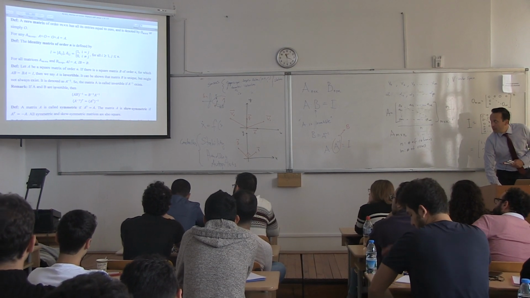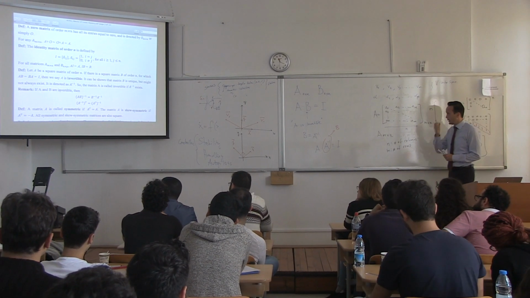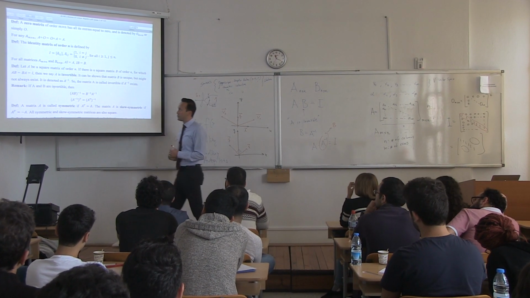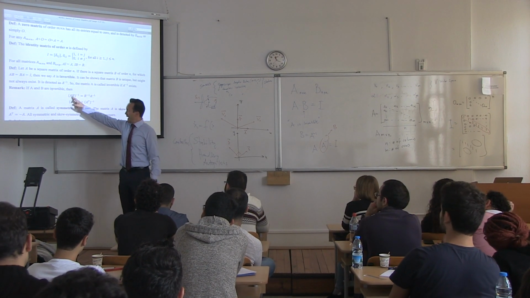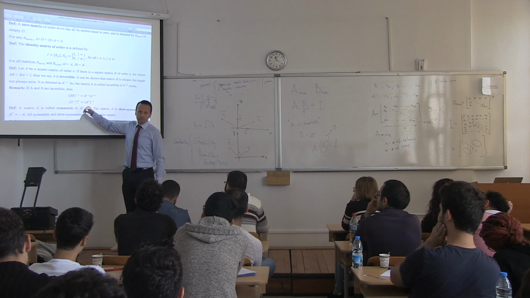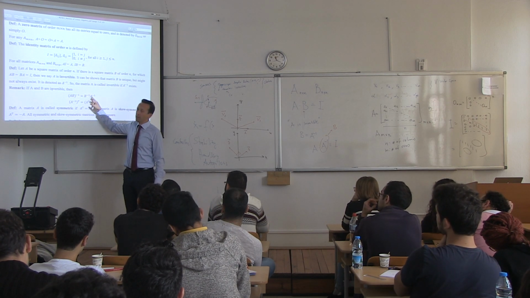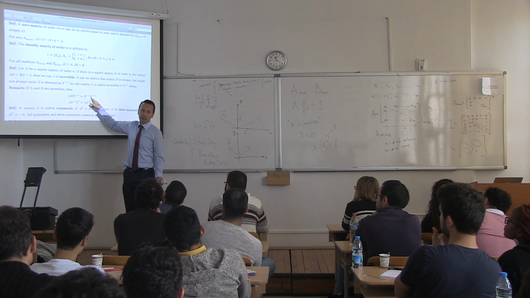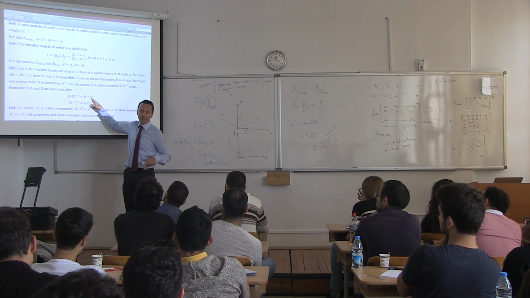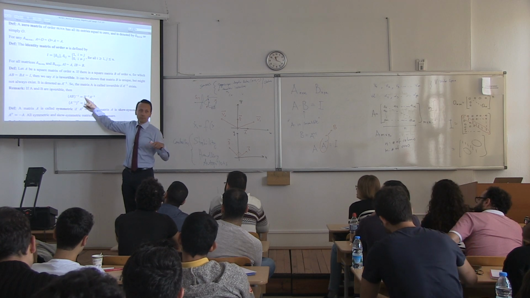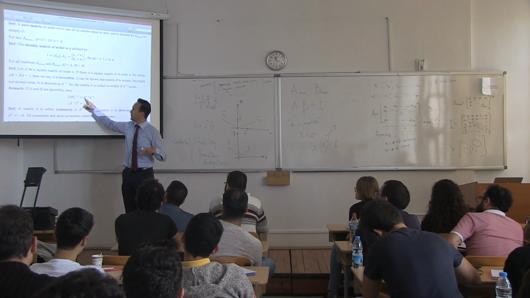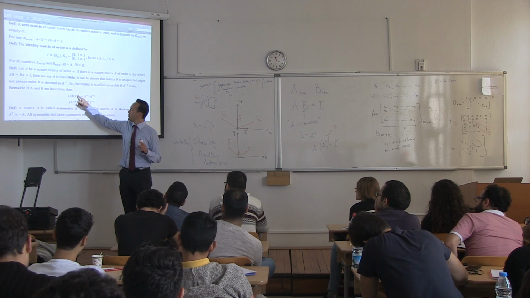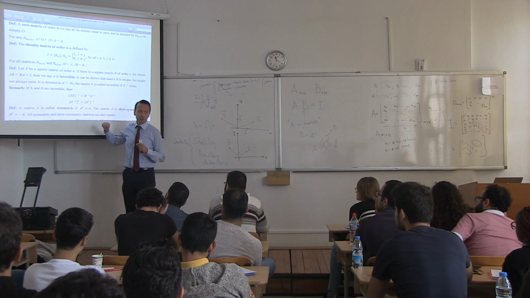If A and B are invertible, then the following is true. That's again something that I want you to remember. The inverse of A times B is equal to B inverse times A inverse. Okay. What is A inverse? A inverse is the inverse of A. This is the inverse of B. So that means they are invertible.